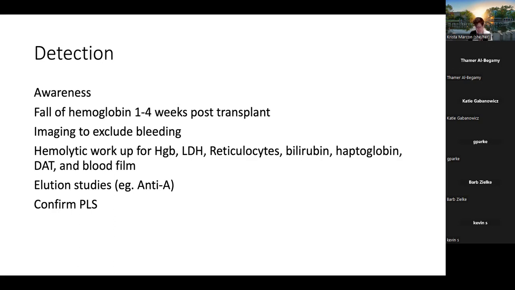Also, we should do a hemolytic workup, including hemoglobin level, LDH, reticulocyte, bilirubin, haptoglobin, and DAT. And also the peripheral blood film if there is a hematopathologist in the hospital. If the data was positive, it's highly recommended to do elution. And after confirming the diagnosis, we can think of the available treatment options.